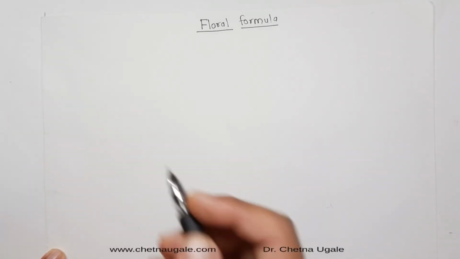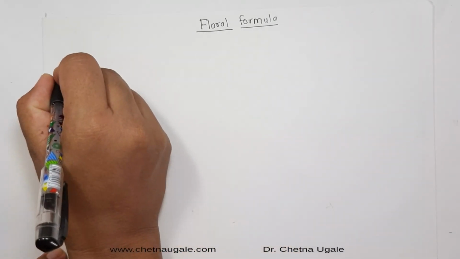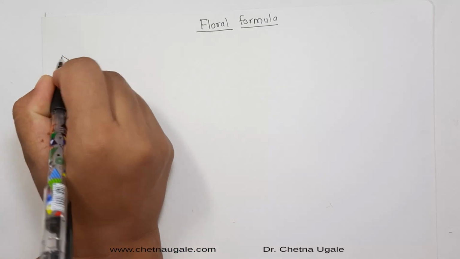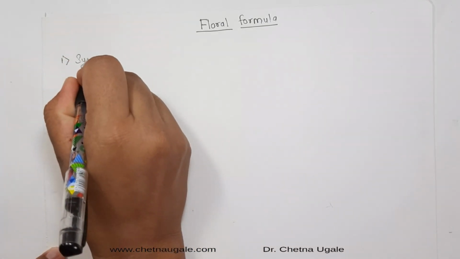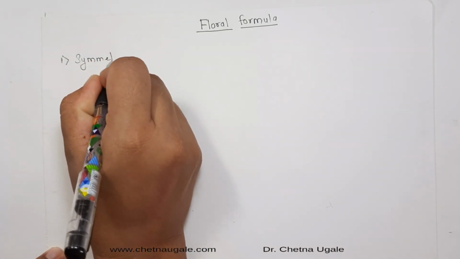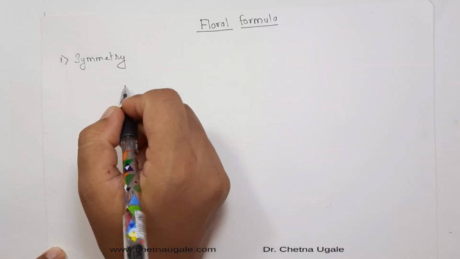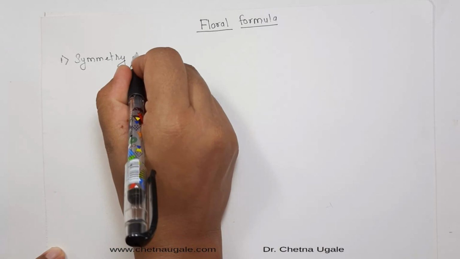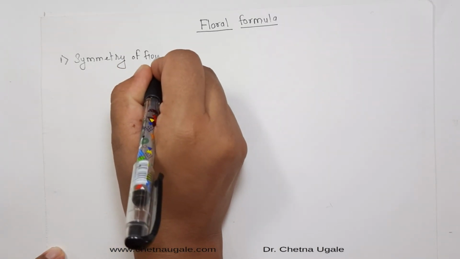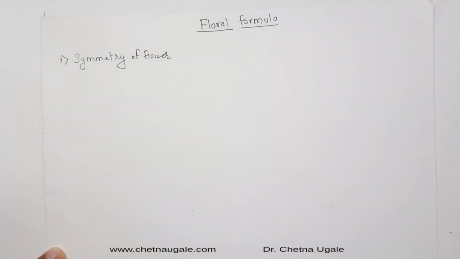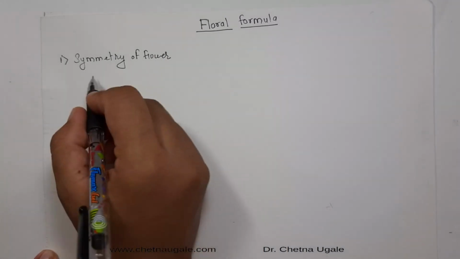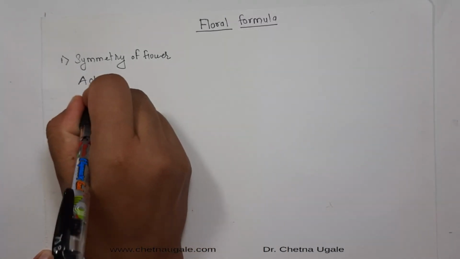So let's see the first part. The first part of the floral formula is the symmetry. The symmetry of a flower. There are two types of symmetry.